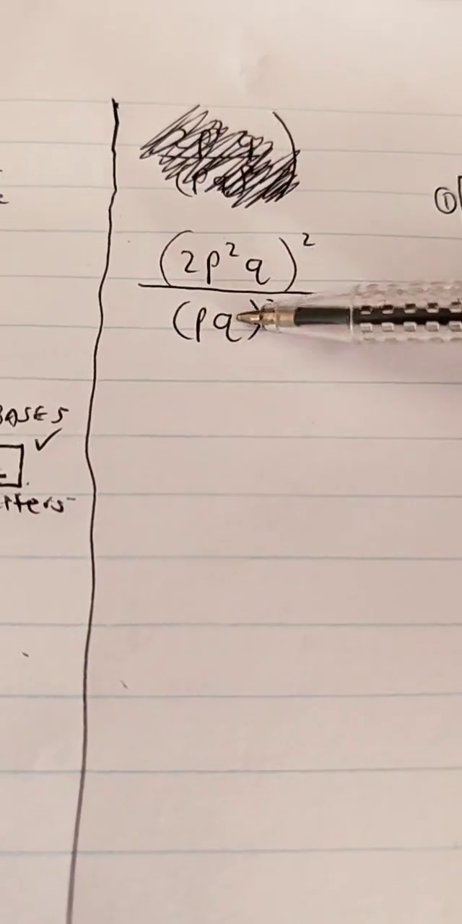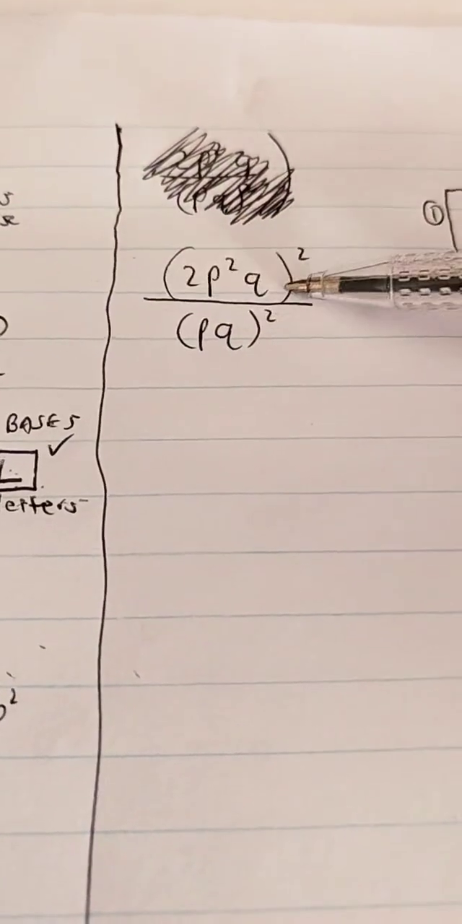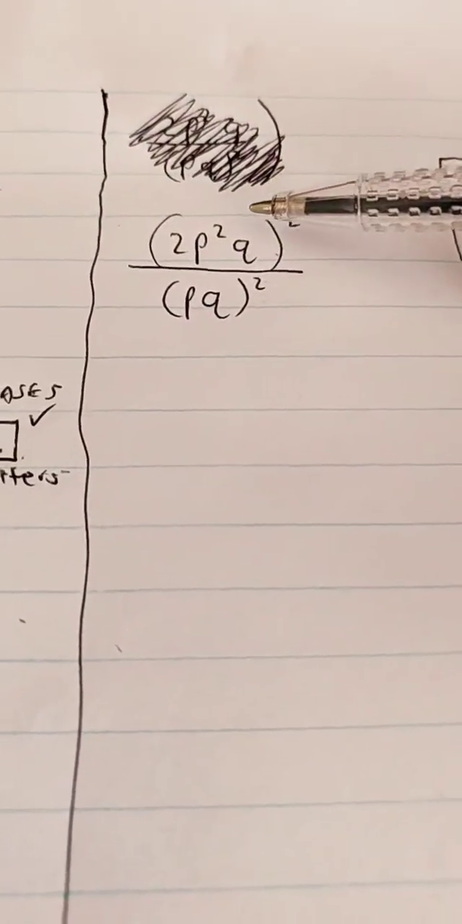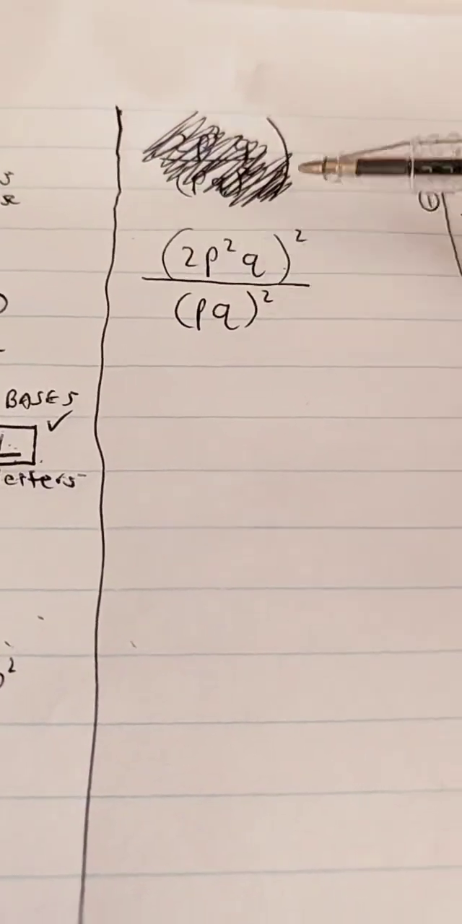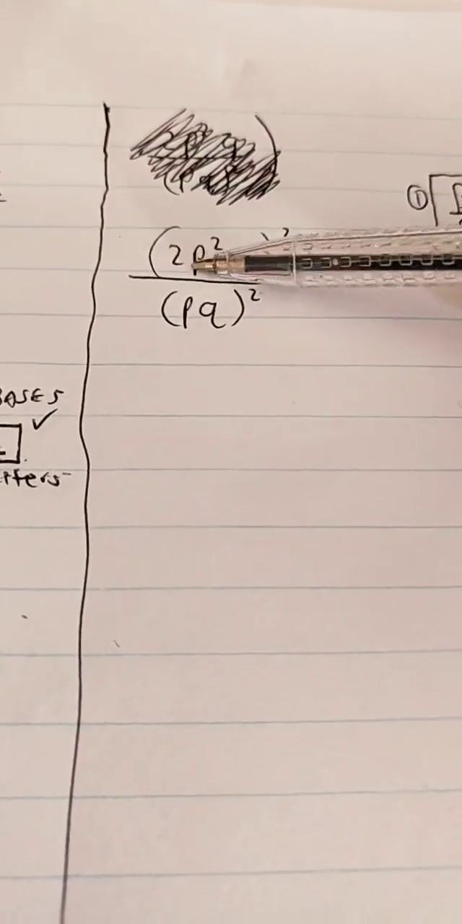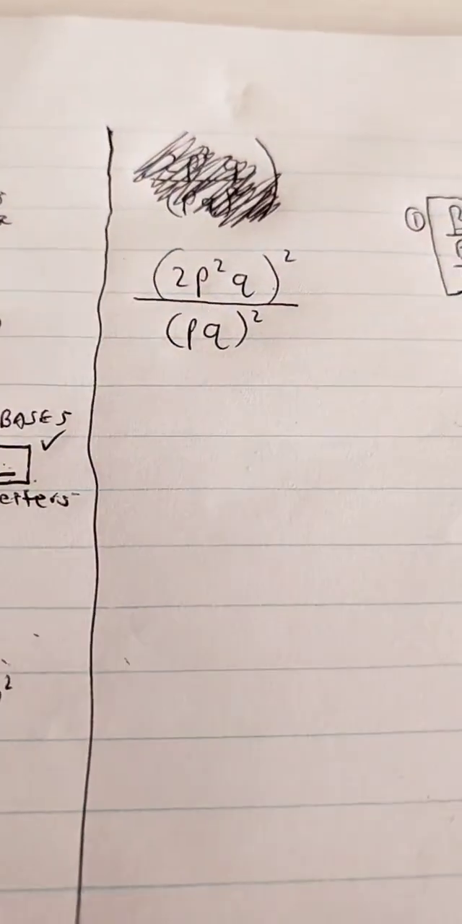Divided by (pq)², the whole thing squared. So if you look at this, guys, let's focus on each. You have a numerator, there's a bracket, there's an exponent. The relationship between these bases, 2p and q, is one of multiplication. So you have a law then, a very good law.